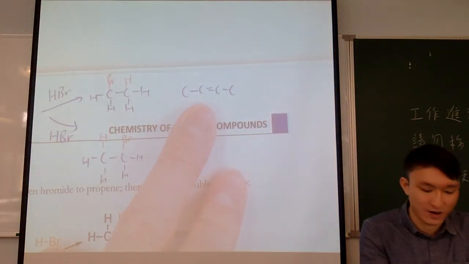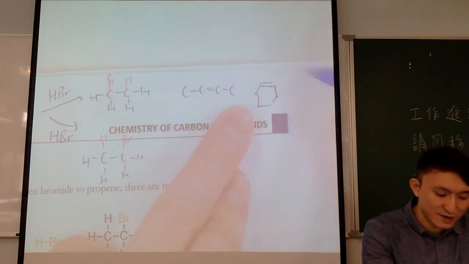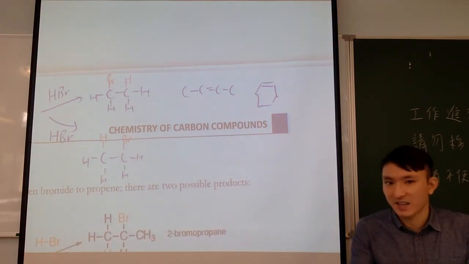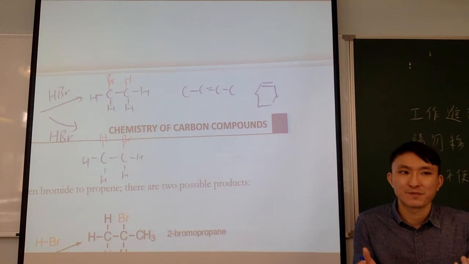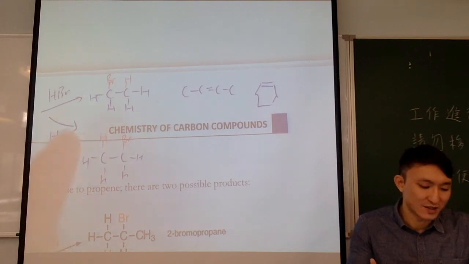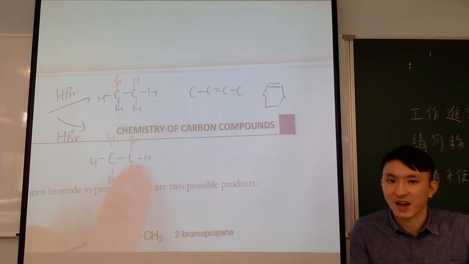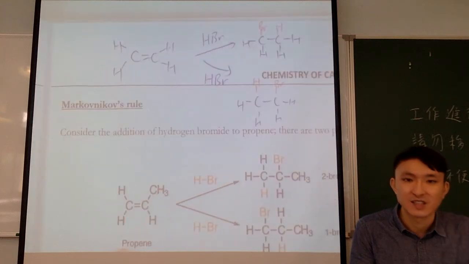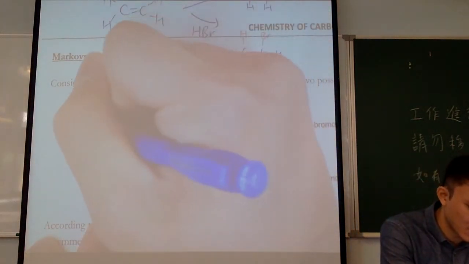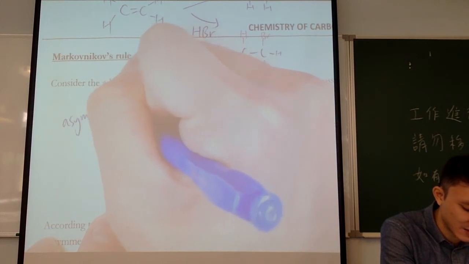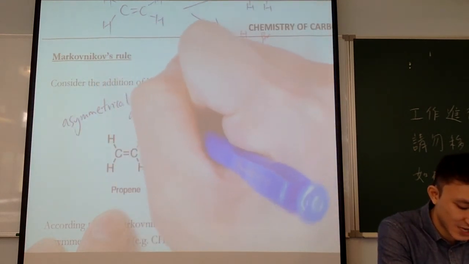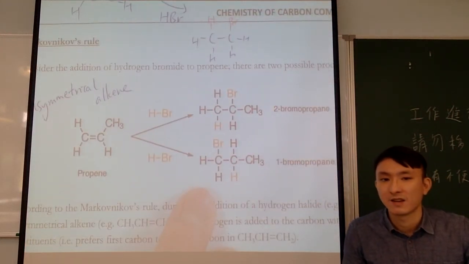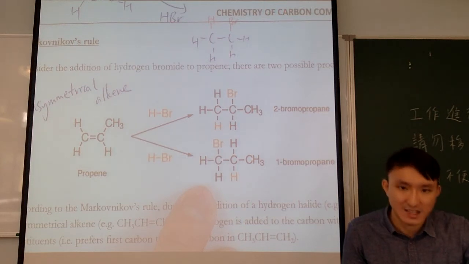It's also true for, for example, cyclohexene, right? Now, for all these symmetrical alkenes, we don't have to consider whether the bromine atom is added to the left or added to the right. We don't have to care because it will all be the same. However, when we come across something we call asymmetrical alkene, such as propene, then we will have this problem as to where the bromine atom should be added.